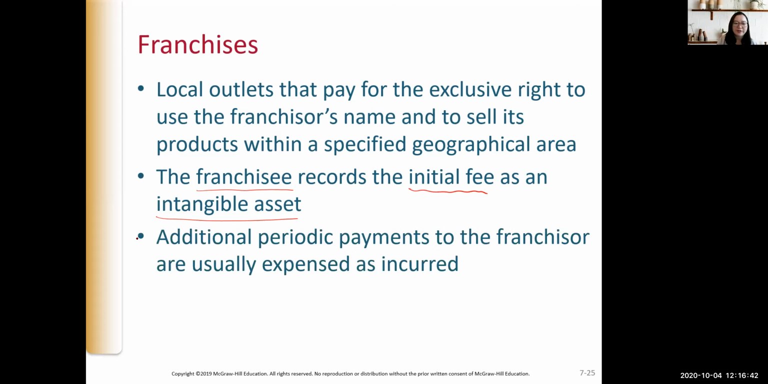And additionally, you incur periodical payments to the franchisor, such as training fees, insurance fees, material fees, advertising fees, or marketing fees, things the franchisor actually helps you develop. Those additional periodical payments to the franchisor are usually expensed as incurred. Okay, only the initial fee that you pay to set up the name and be authorized to use their name to open a shop is capitalized.